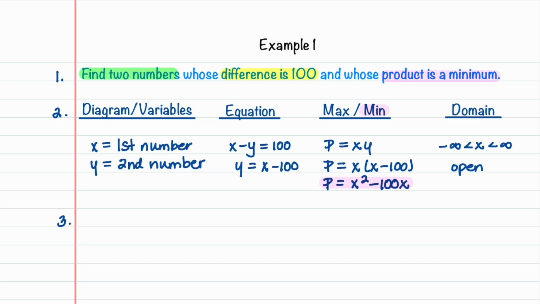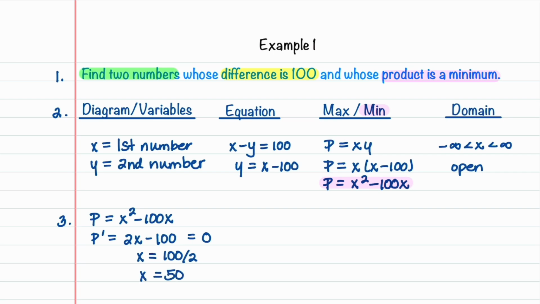Our third step is to take the derivative of our product and then find the critical numbers. Let's go ahead and write down our product. P is x squared minus 100x. Now let's find the derivative. P prime is 2x minus 100. To find the critical numbers, we are going to set that equal to 0, and we get that x is equal to 100 divided by 2, so we find that x is equal to 50. Let's go ahead and highlight that.